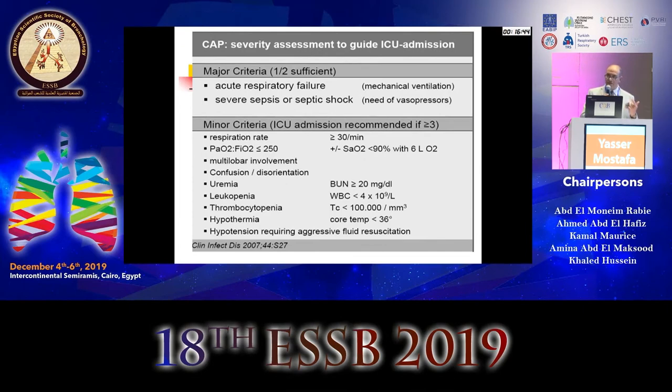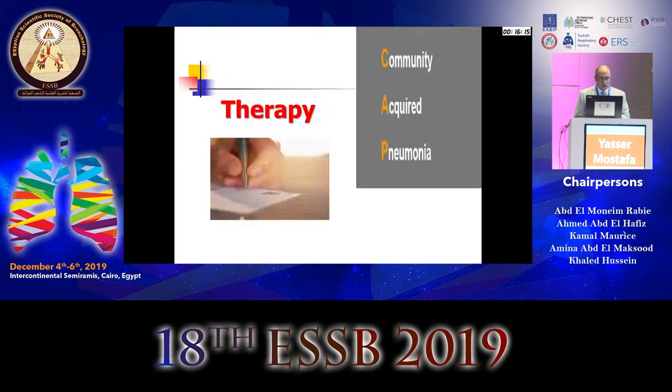Severity assessment to guide ICU admission depends on major criteria. If you find one of these two, we have to admit the patient: respiratory failure, or septic shock and severe sepsis that needs vasopressor. Or three or more of the minor criteria, including respiratory rate, PaO2 over FiO2, multilobar involvement, confusion, uremia, leukopenia, thrombocytopenia, hypothermia, and hypotension. All these are minor criteria. If we find three or more, it is better to admit the patient to ICU.